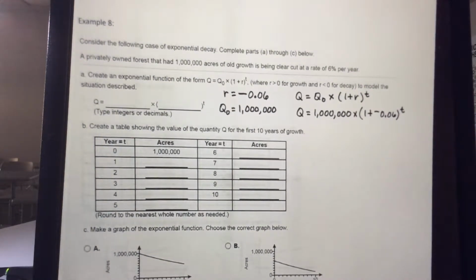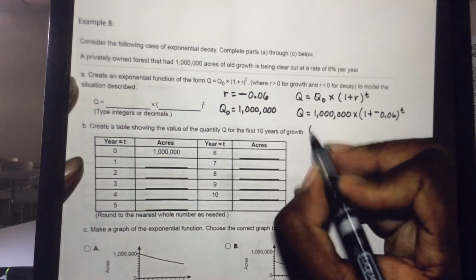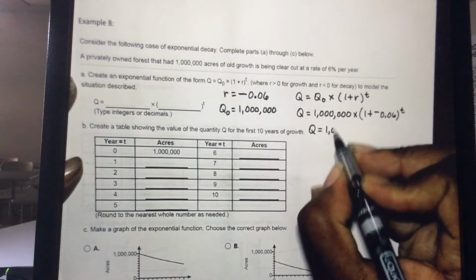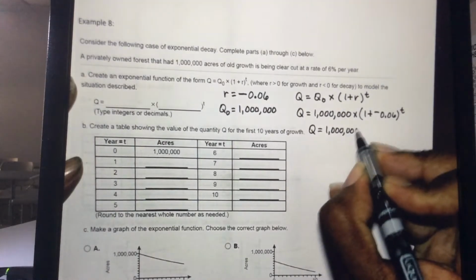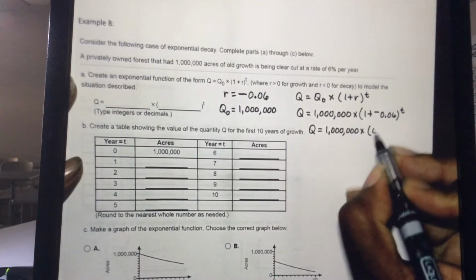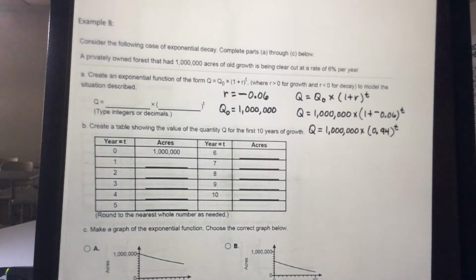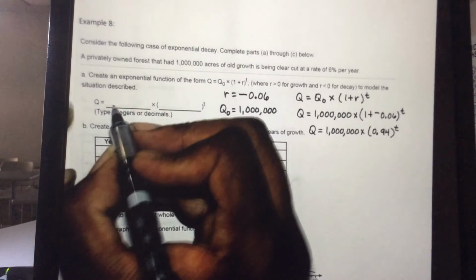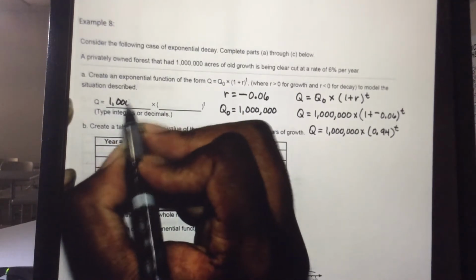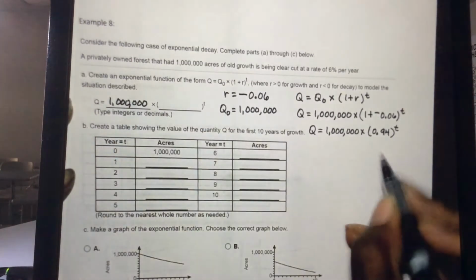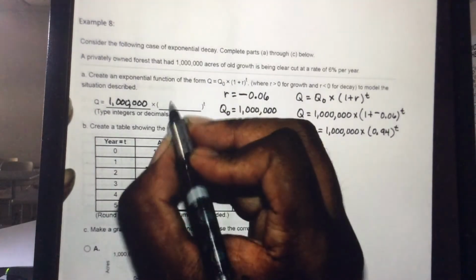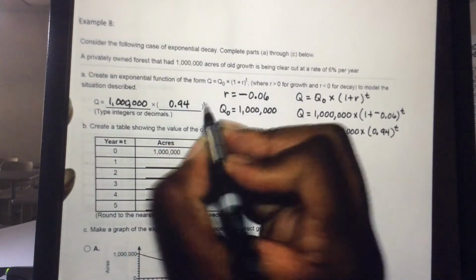And 1 plus a negative 0.06 will be 0.94. So you're going to have Q equals 1,000,000 times 0.94 raised to the t. That would be the exponential function for this situation. So here you'll enter the 1,000,000, which is your Q sub 0, and this part right here will be that 0.94 raised to the t.